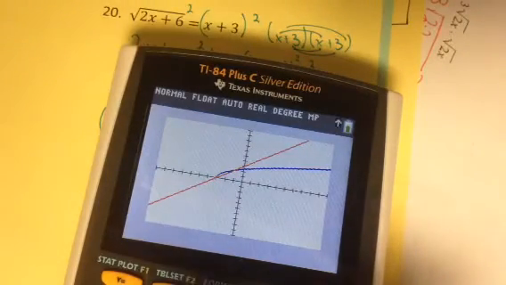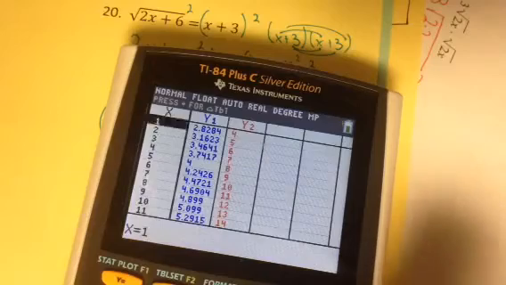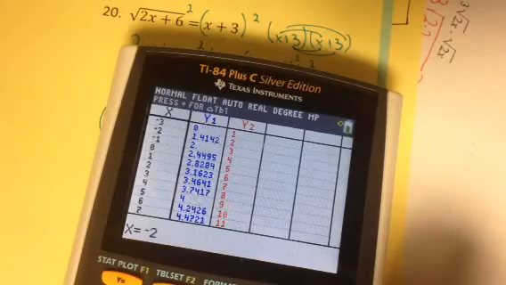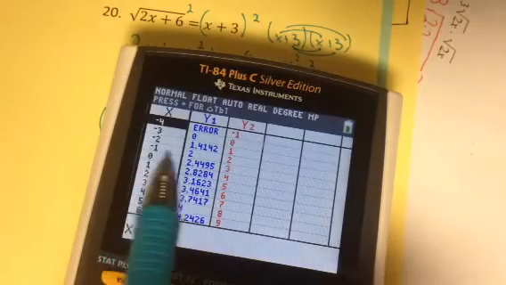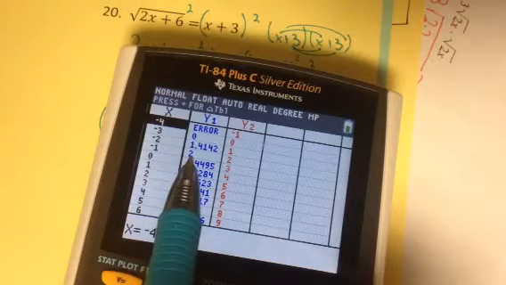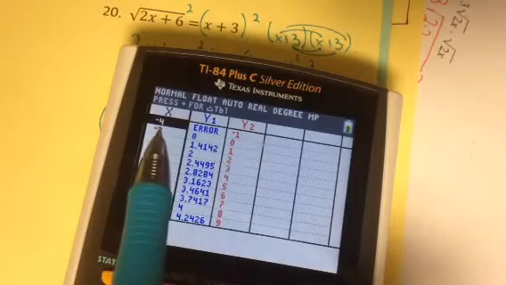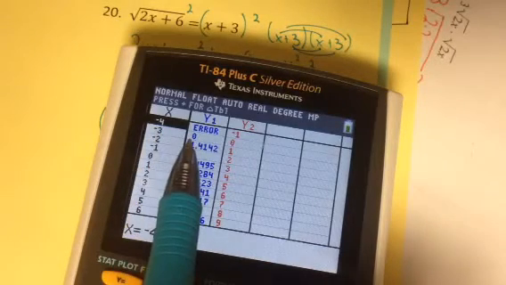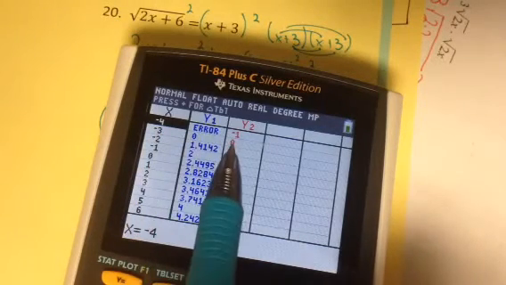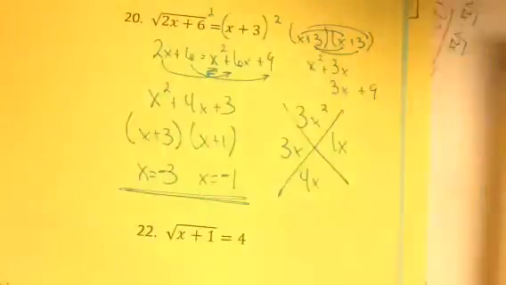So I'm going to go to my table. I'm going to go up to negative 1. So if x is negative 1, on the left side of the equation I'd get 2, and on the right side of the equation I'd get 2. So negative 1 works. If negative 3 goes in, then on the left side, if I did the math, I'd get 0, and on the right side, I'd get 0. So these both work.